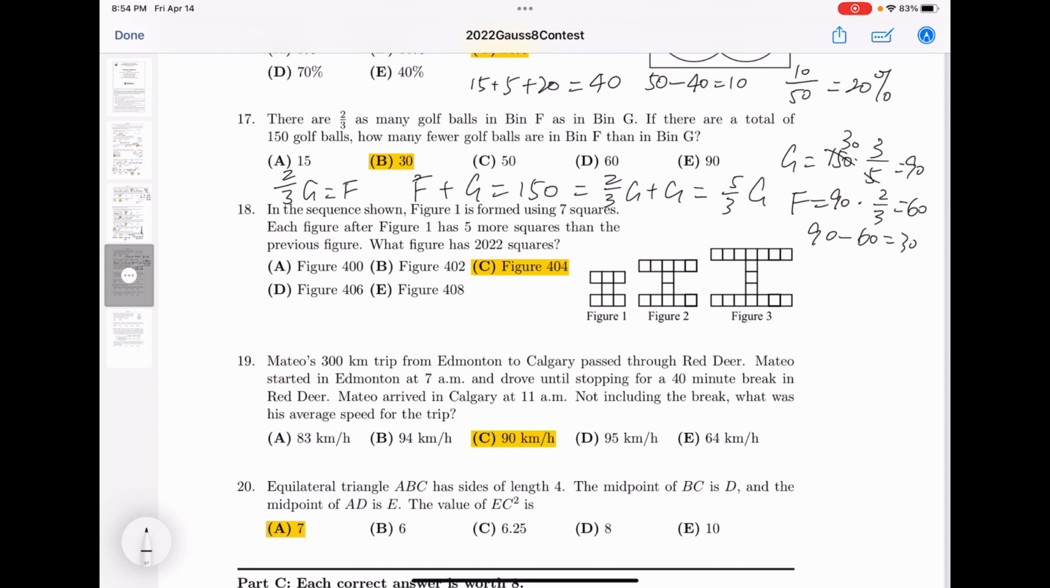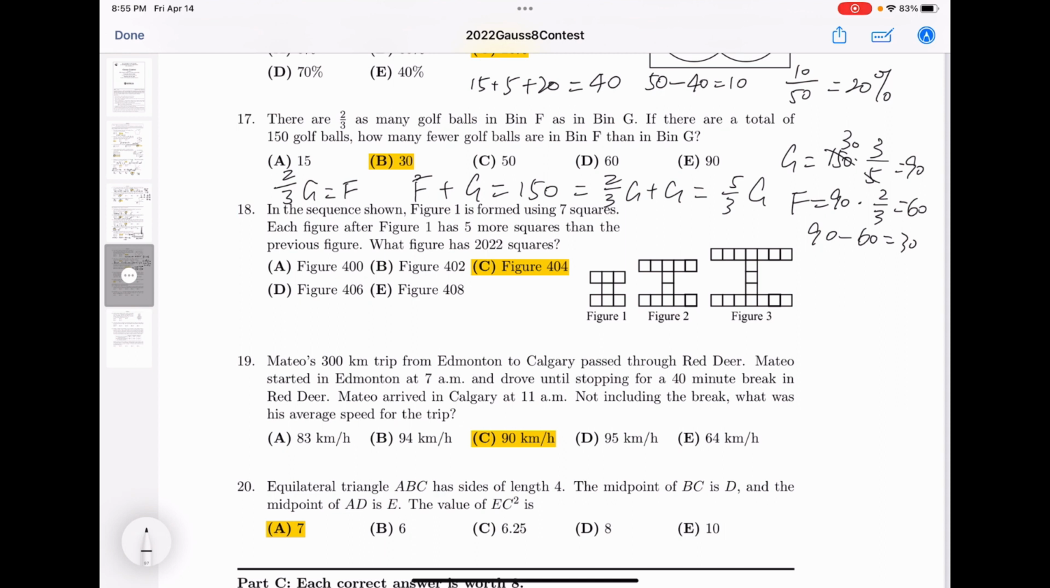Number 18, in the sequence shown, figure 1 is formed using 7 squares. Each figure after figure 1 has 5 more squares than the previous figure. What figure has 2022 squares?